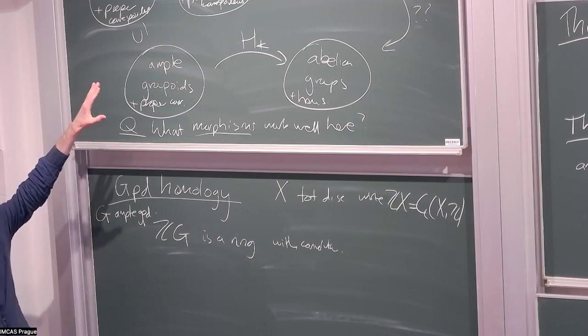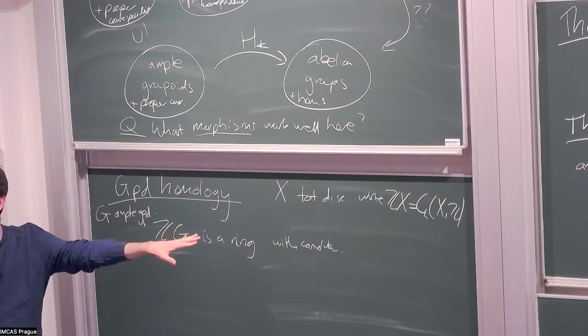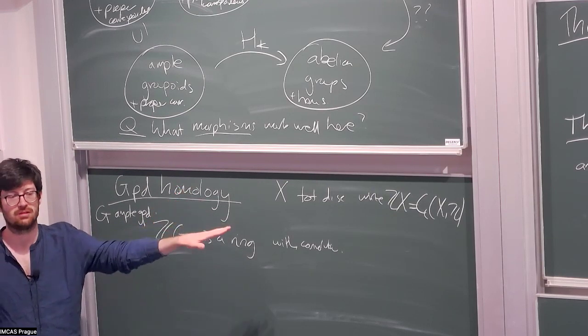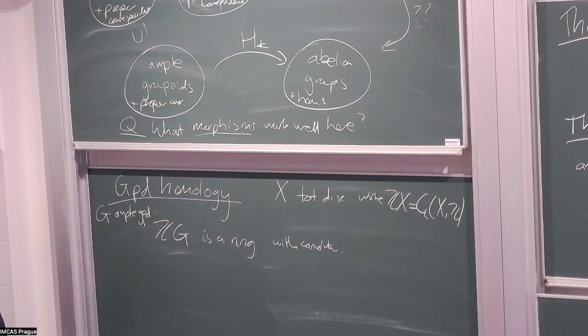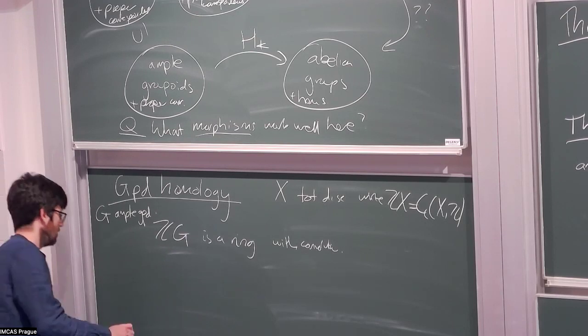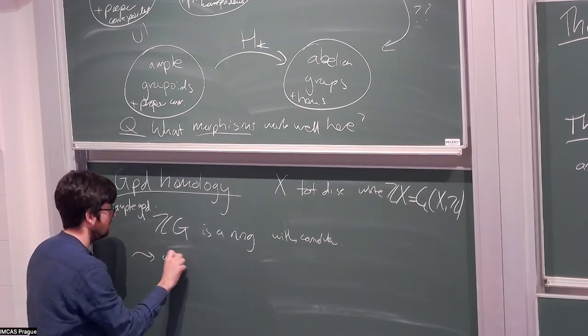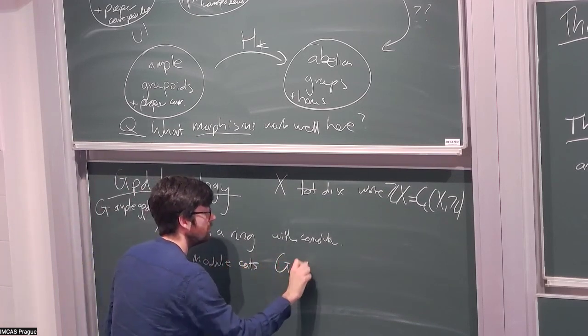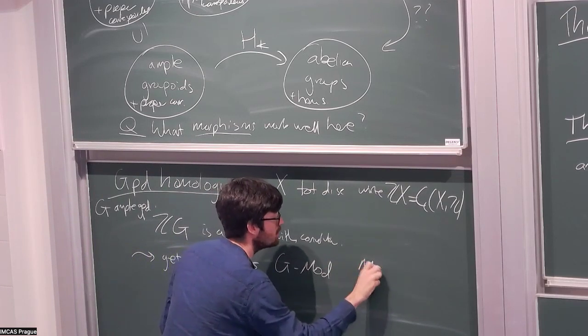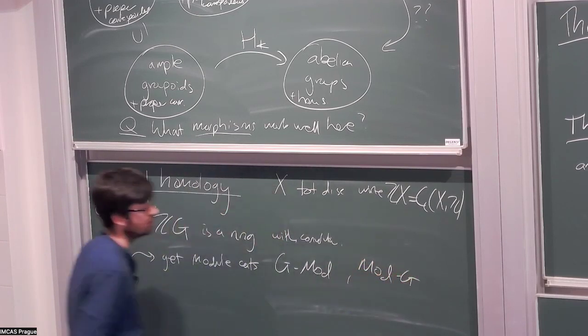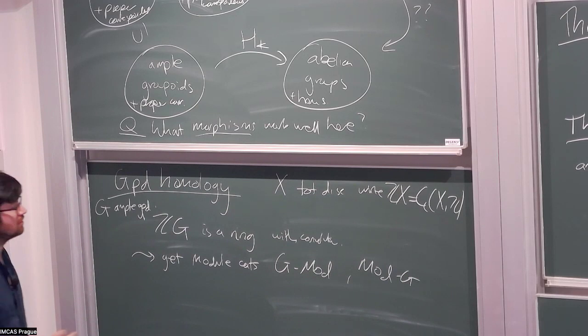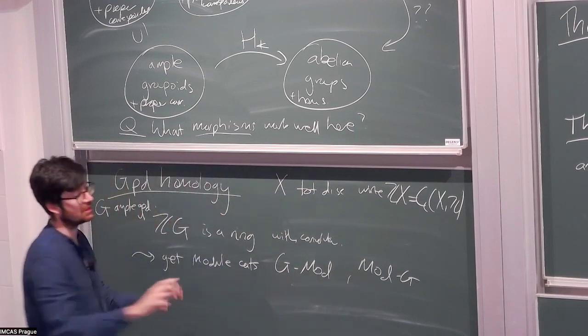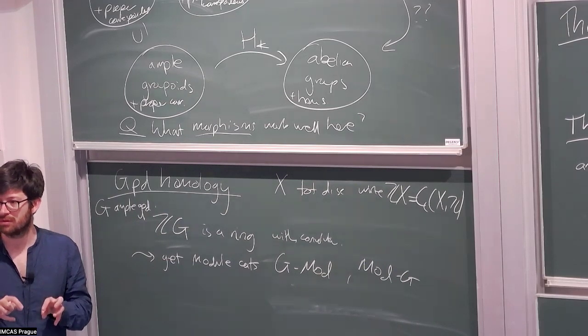And to construct the C-star algebra, by the way, you do a very similar thing. You just work with the complex numbers instead of the integers here. But the point is, now we've got a ring, we can do ring theoretic homology stuff. So we get module categories of left modules and of right modules. I should have written them the other way around, because if you take a right module and a left module, you can tensor them together to get an abelian group.